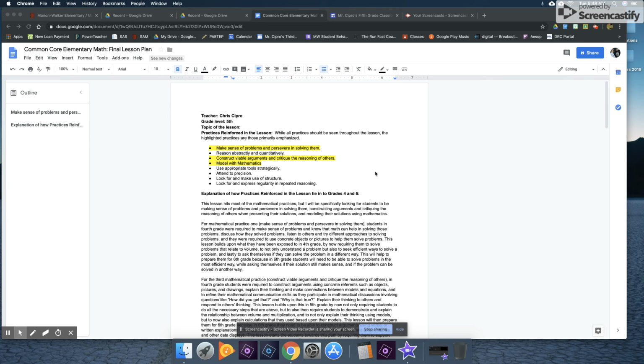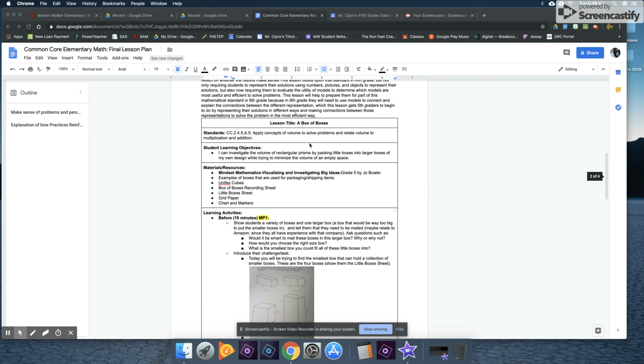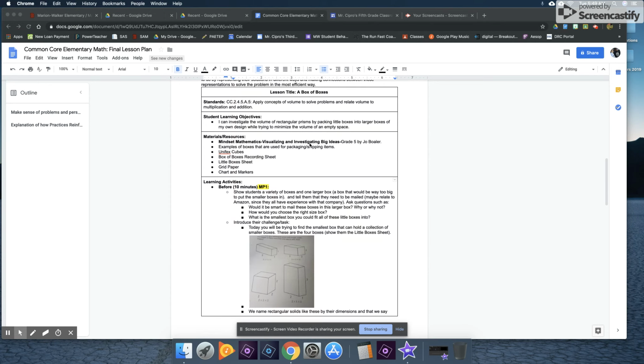So this is my lesson, and my lesson hits on all of these standards, but the ones that I'm specifically focusing on are making sense of problems and persevering in solving them, constructing viable arguments and critiquing the reasoning of others, and modeling with mathematics. Before I go over how they tie into the 4th and 6th grade standards, I'm going to go over my lesson.